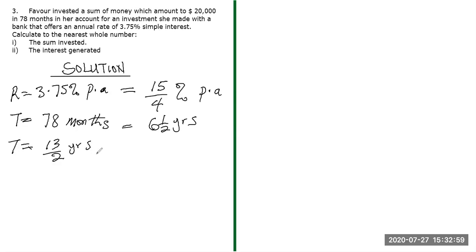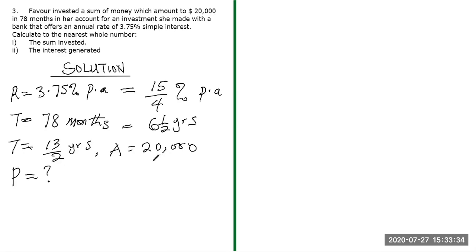Our amount was given to us as 20,000 naira. And the sum invested, the principal, is not given. So we put a question mark. All right, so if you look at this question, Favor invested a sum of money, which we don't know, that is this P. All right, which amounts to this? That means after the investment, the original amount, which is P, now grew to this amount, 20,000. That means there must be an interest on this, which made it become this.